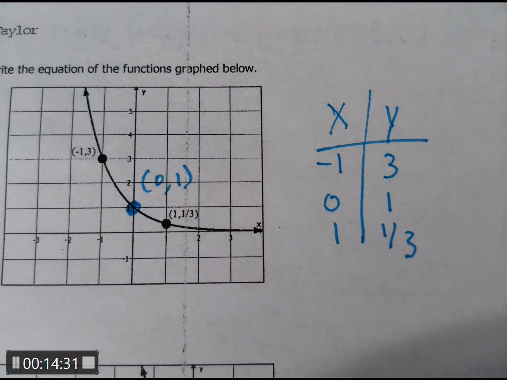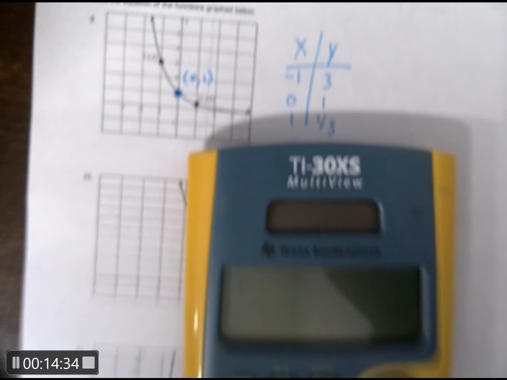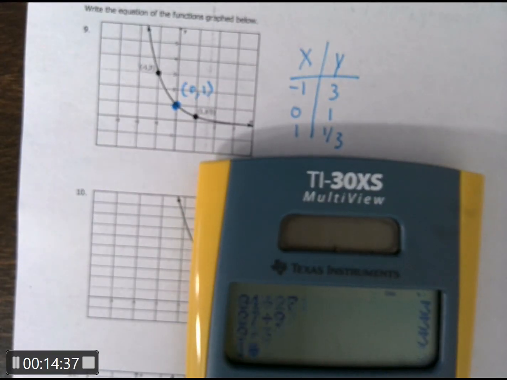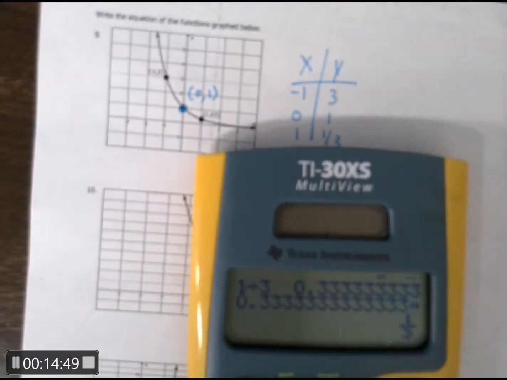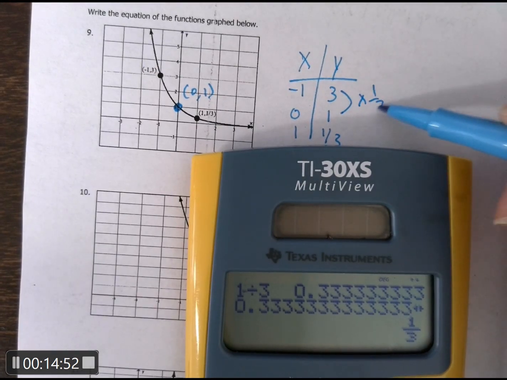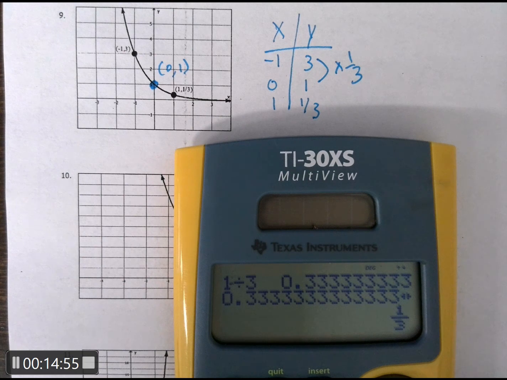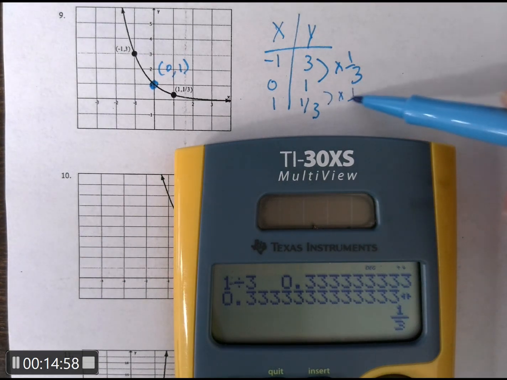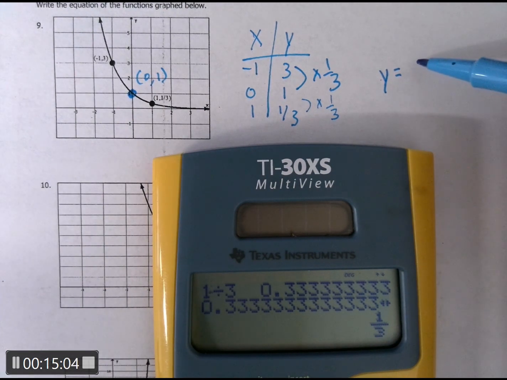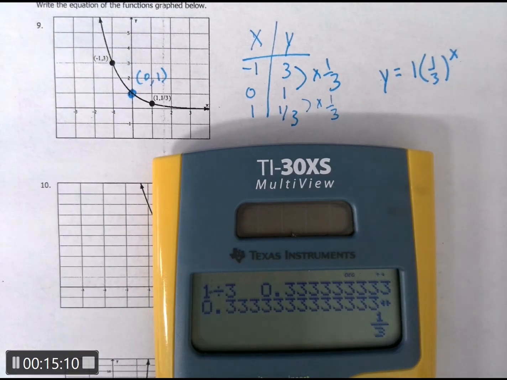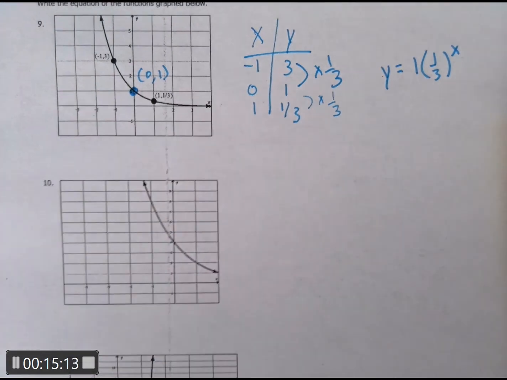Alright, so in our calculator, we are going to do 1 divided by 3. That gives us our 1/3. Okay, so we are going to multiply by 1/3. And then 1 times what will give us 1/3? Well, that's also 1/3. So then our equation is going to be y equals 1 times 1/3 to the x. Okay? So let's try 10.